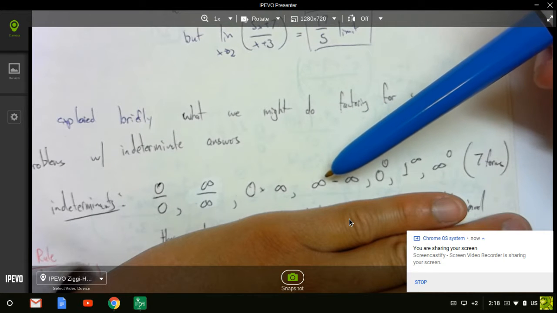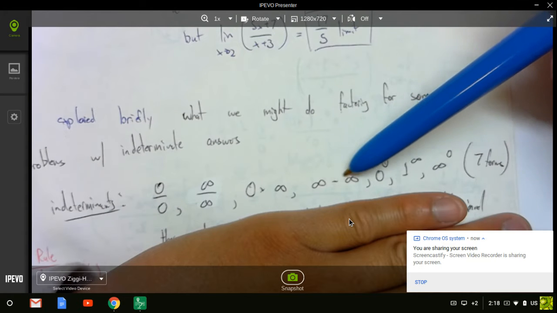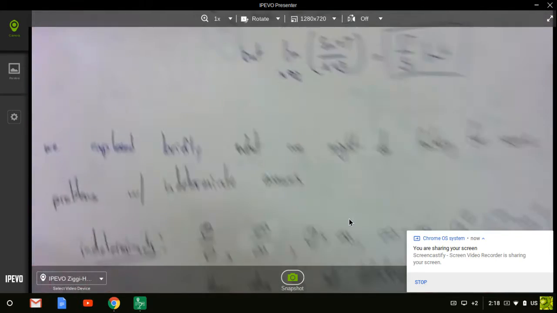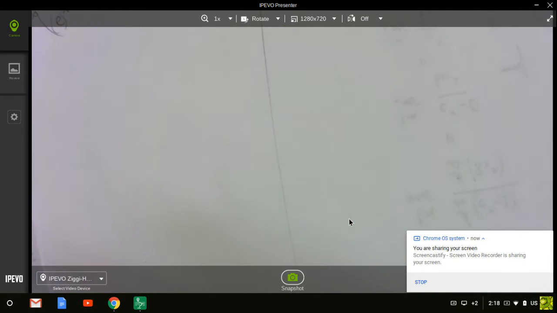That'll kind of give you a clue. The next part we're probably going to look at is the difference between indeterminate forms, but right now we're looking at indeterminate products. Okay, so sorry about this.